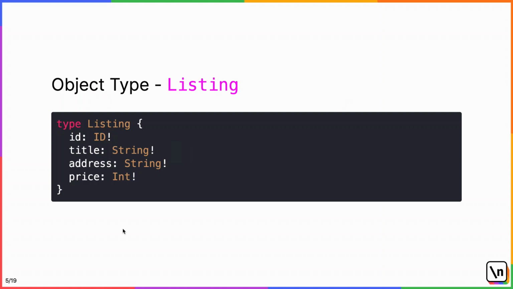The most basic components of a GraphQL schema are the object types, which represent some kind of object we can query and what properties that object has. In the previous example, we could have an object like so. This type definition says this is an object type called listing. This listing object has a property called ID, which is a GraphQL ID.